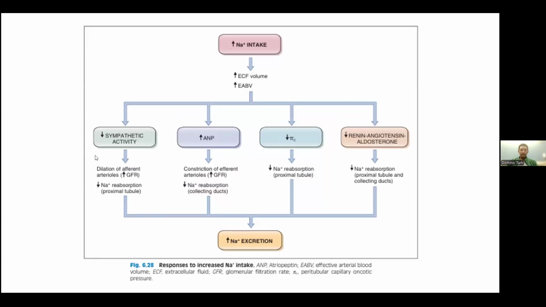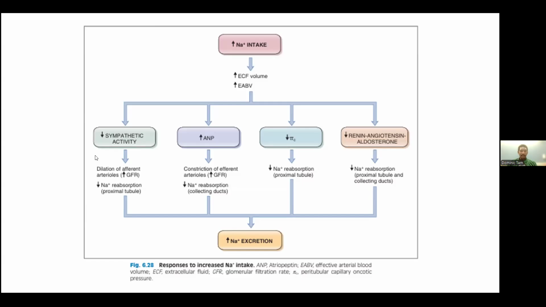A useful concept to understand the regulation of sodium balance is effective arterial blood volume. That is the portion of the extracellular fluid volume contained in the arteries and is the volume effectively perfusing tissues. In general, changes in the extracellular fluid volume lead to changes in the effective arterial blood volume in the same direction. For example, increases in extracellular fluid volume are associated with increases in EABV, and decreases in the extracellular fluid volume are associated with decreases in the EABV.